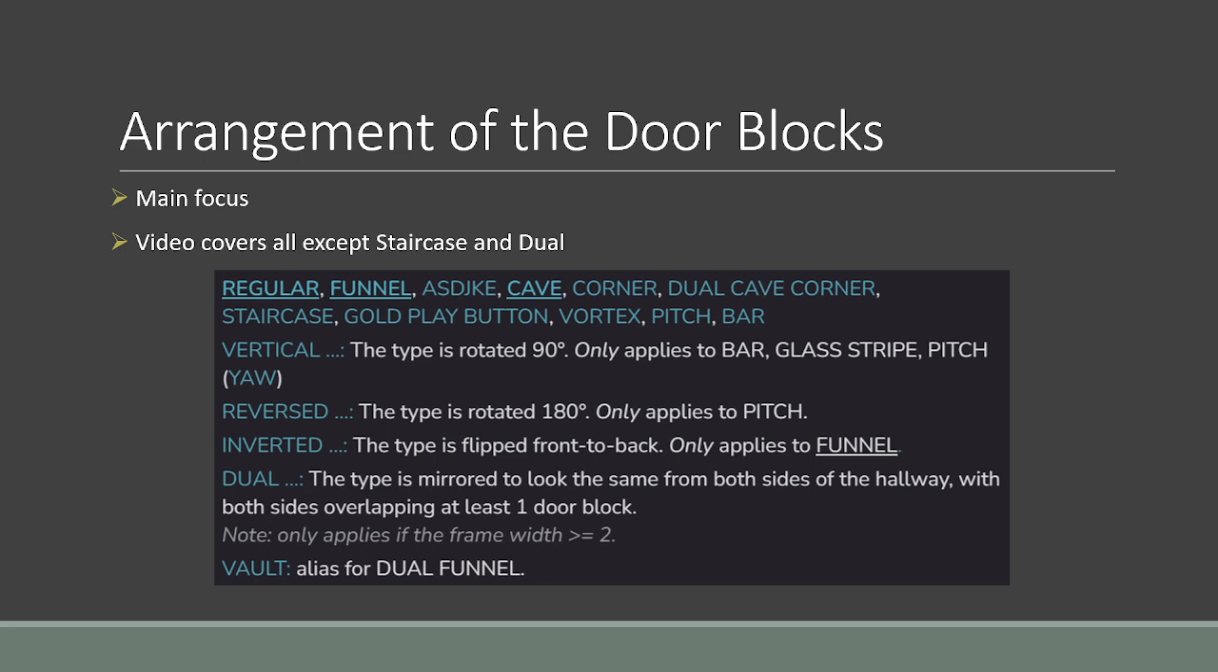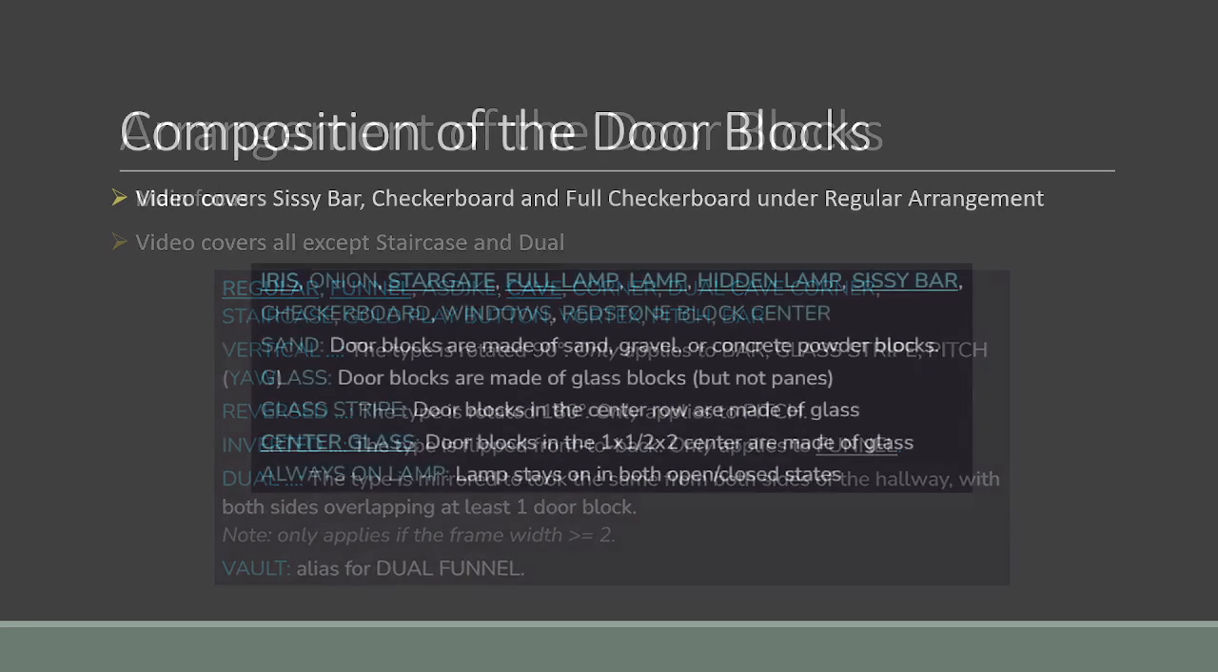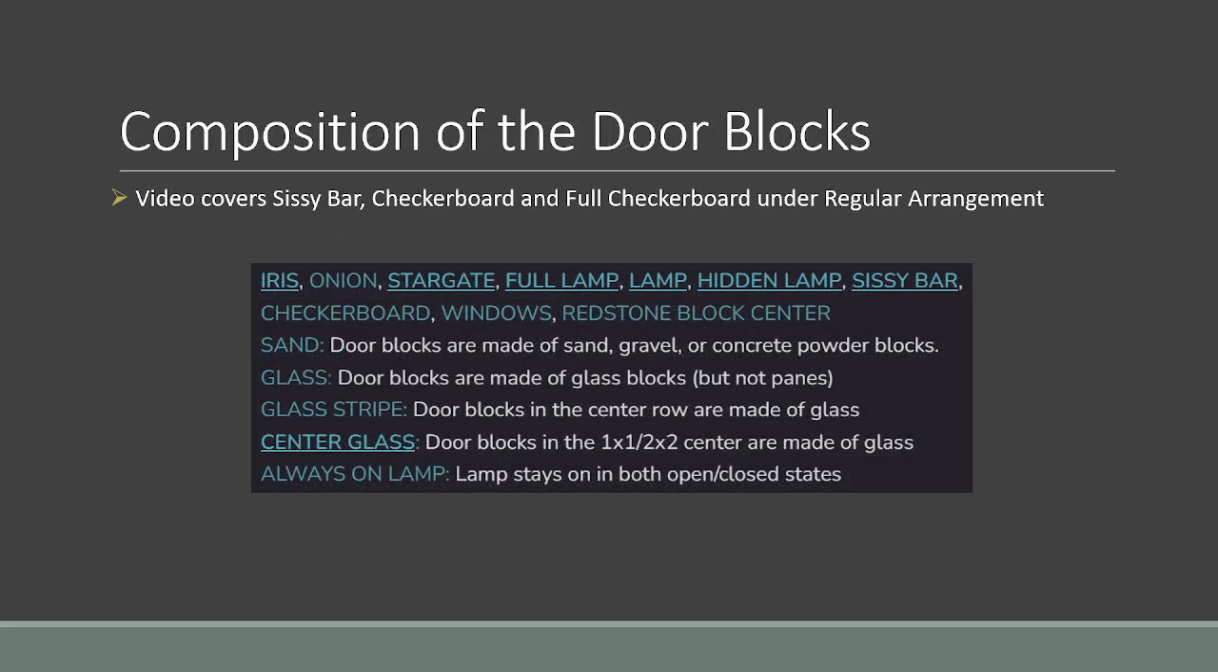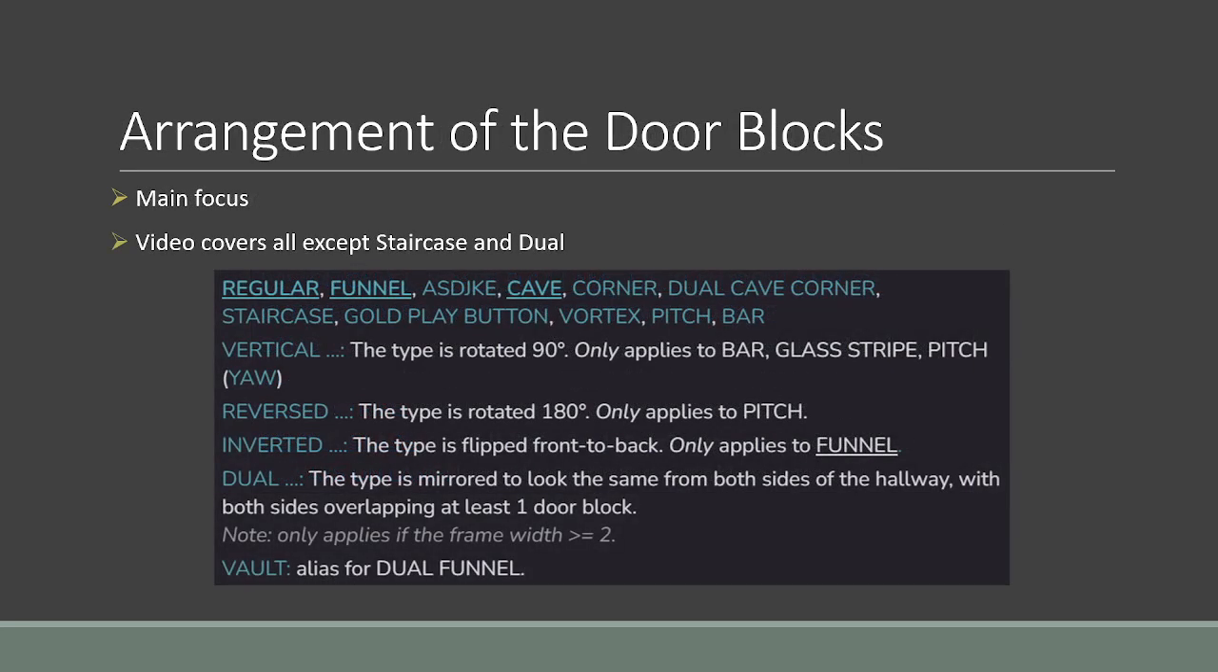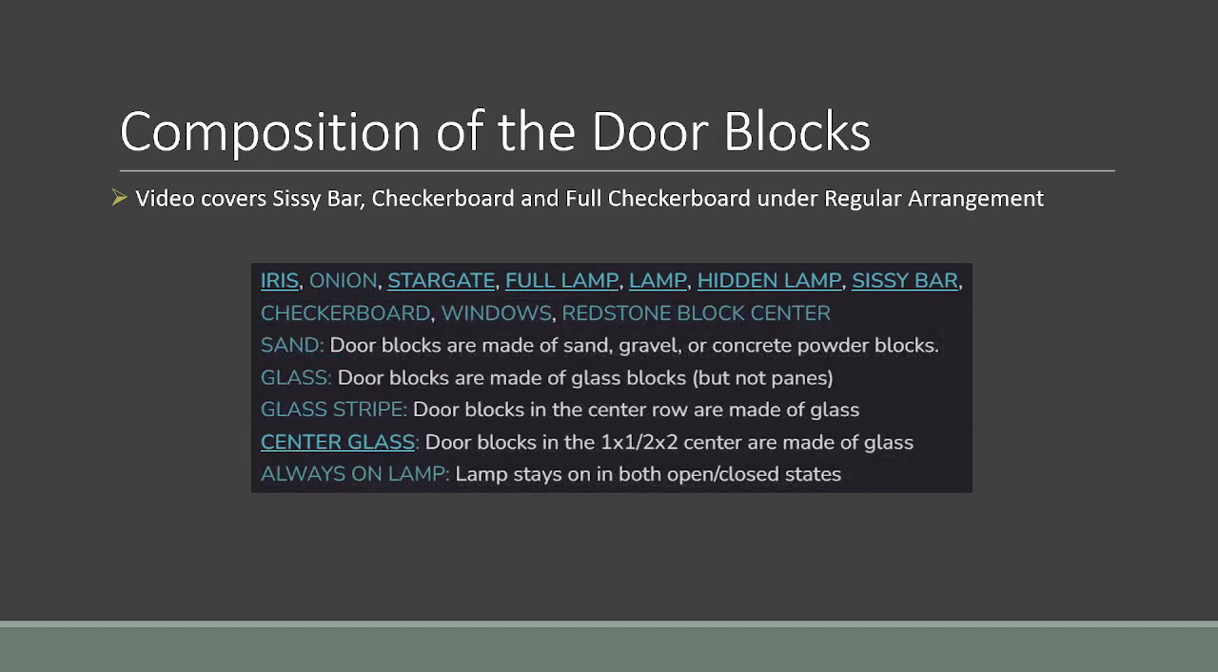So that is the arrangement of the door blocks. And now we're going to talk about the outline of the composition of door blocks. So it's the second section. Now there are a lot of them, but I'm going to cover only three: Sissy Bar, Checkerboard, and full checkerboard. And the important thing is under regular arrangement. Regular arrangement is in here. So what is regular arrangement? Well, I'll also describe it a bit later, but basically it's just a flat layer of door blocks.